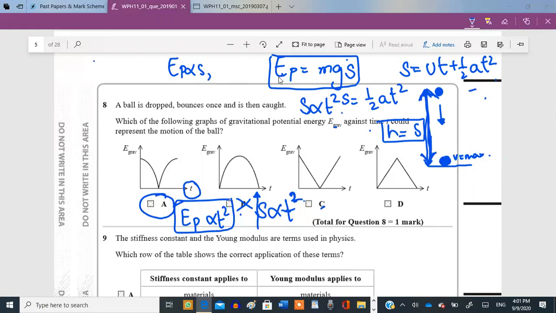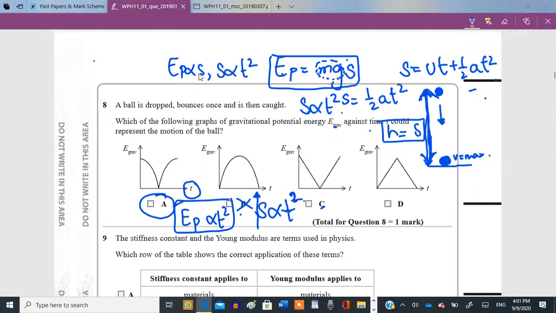From this, the potential energy is proportional to s because the mass and the g are constant. And s itself is proportional to the square of t. We divide it from here, right? So I can say that potential energy is proportional to the square of the time.